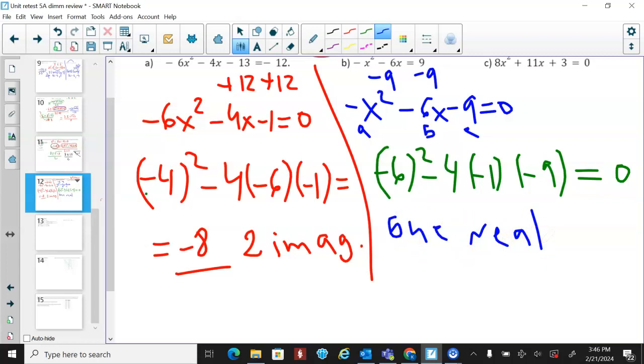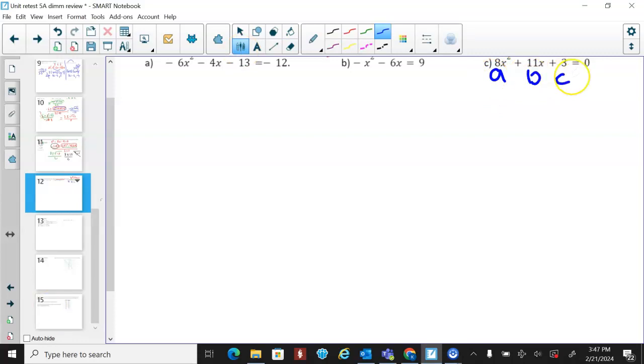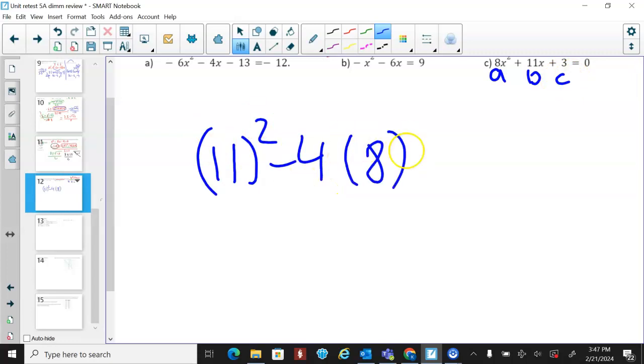All right, now pause it if you need to, because I'm going to erase it. And the last one, again, this is your A, this is your B, and this is your C. So it's B squared, so that's 11 squared minus 4 times A, which is 8, times C, which is 3.